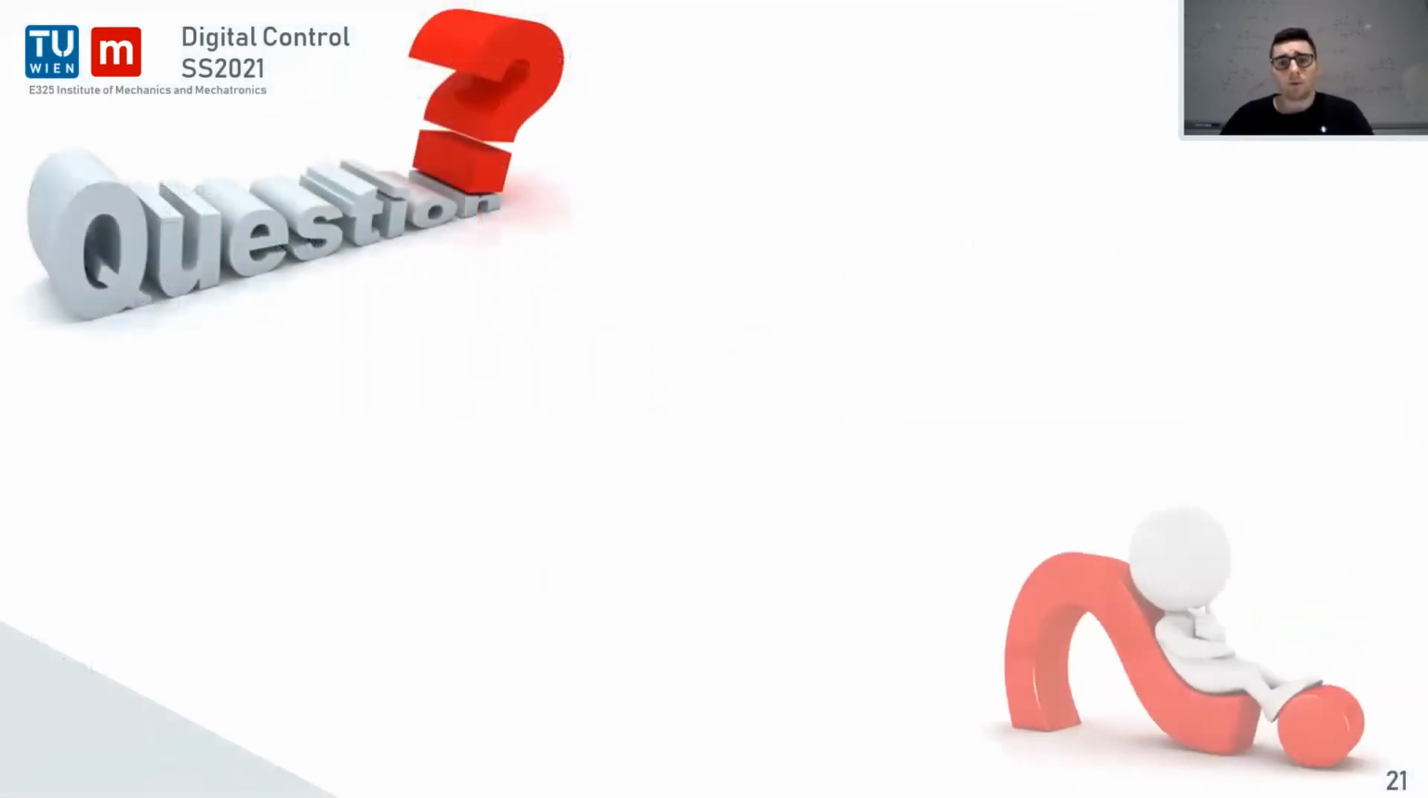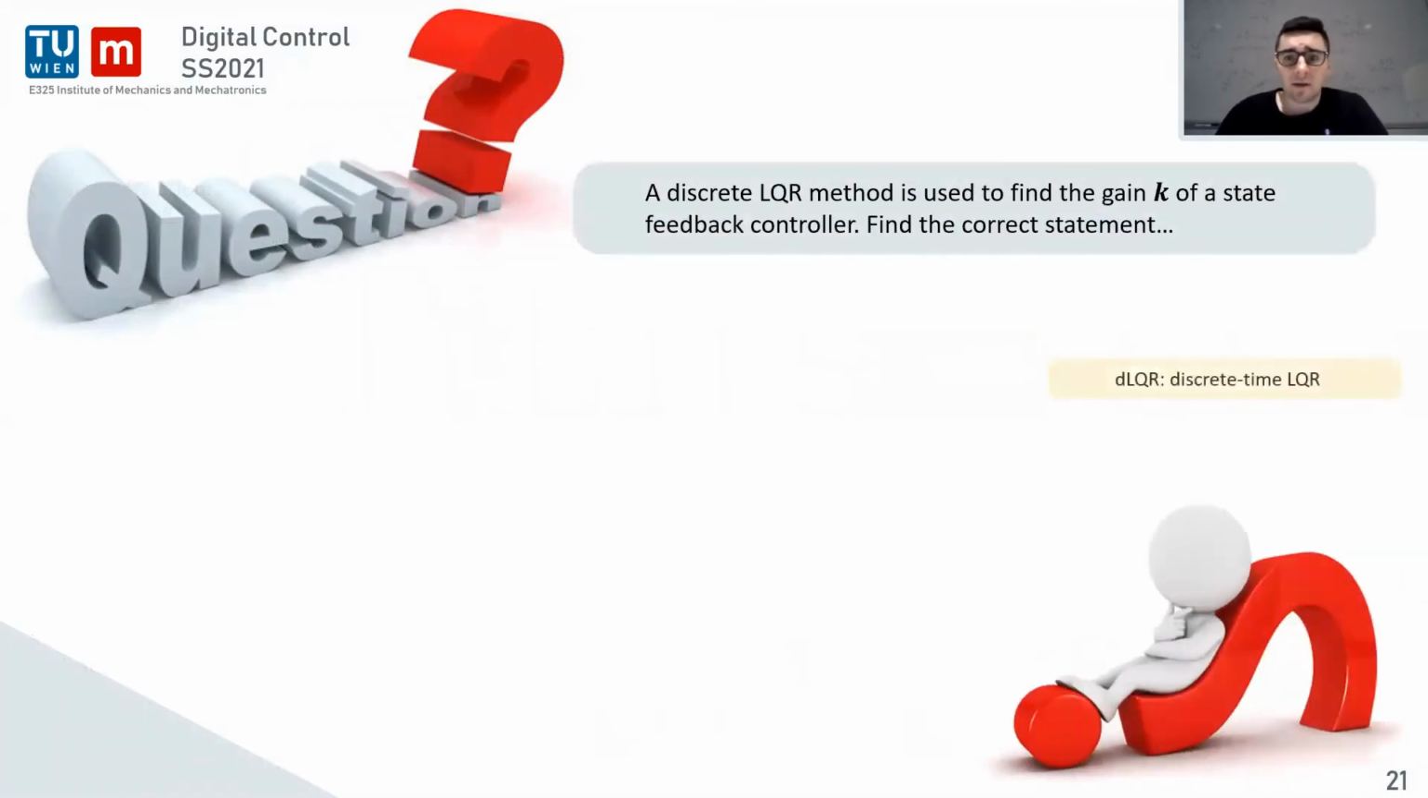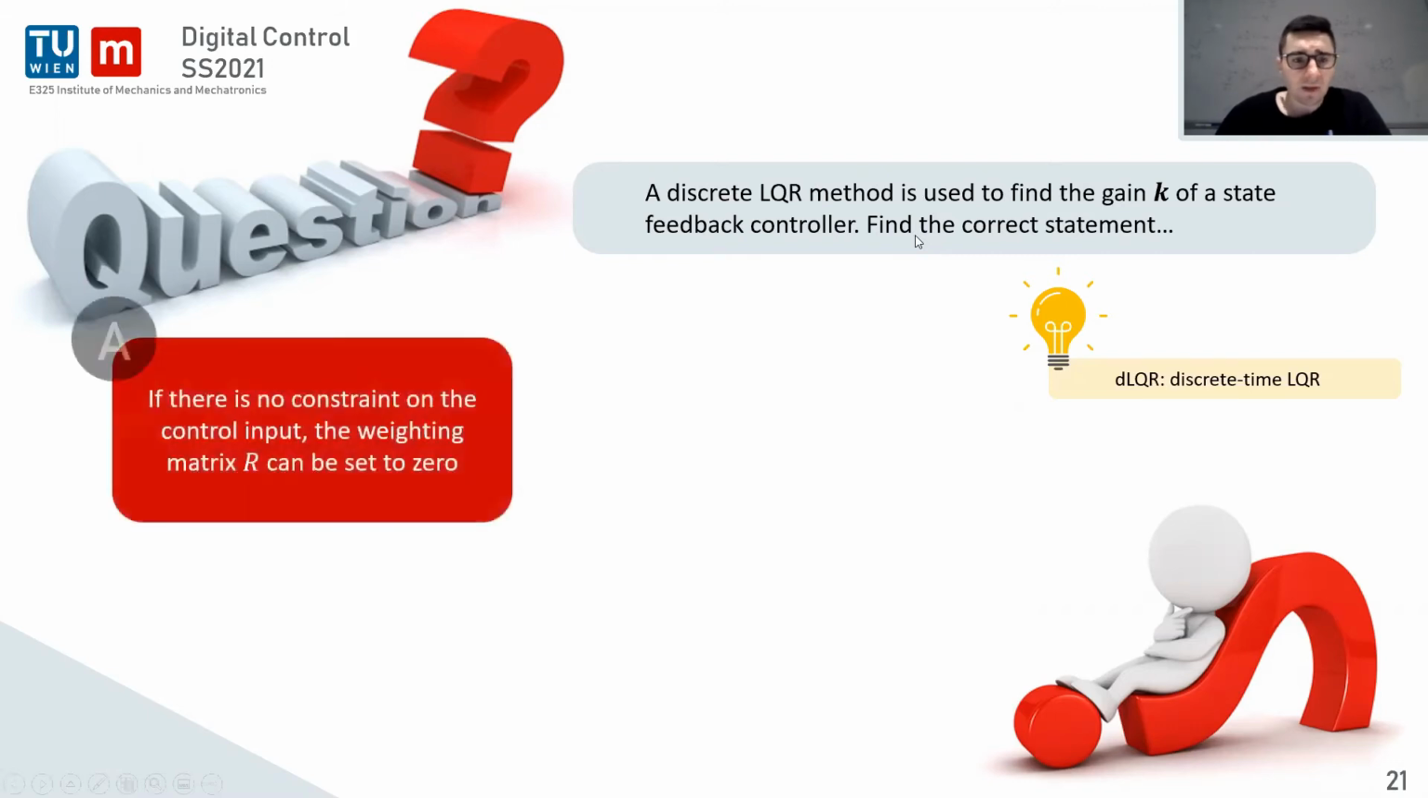So now, if you have no question, let's propose the first question for today. Let's imagine we have a discrete LQR. So we want to build a discrete LQR controller. The goal is to find the gain K, as we've just seen. So it's equivalent to a state feedback controller. And so you have to find the correct statements. The first statement is that there is no constraint on the control inputs, so the weighting matrix R can be set to 0.